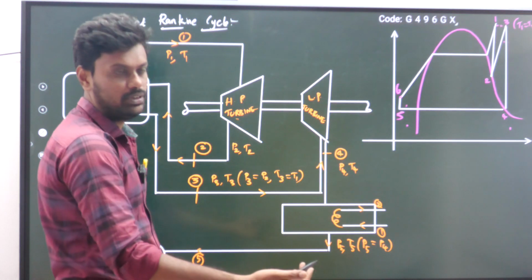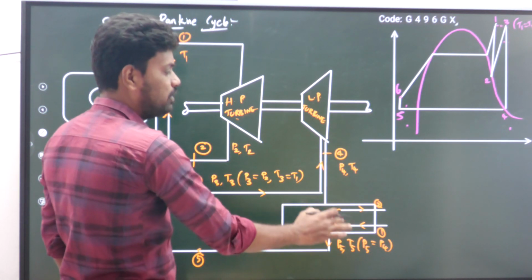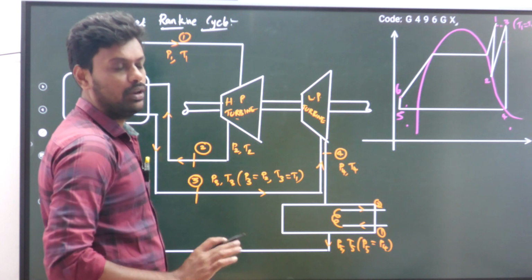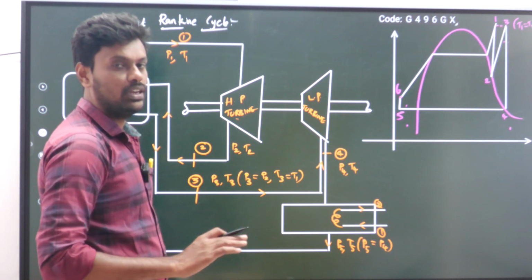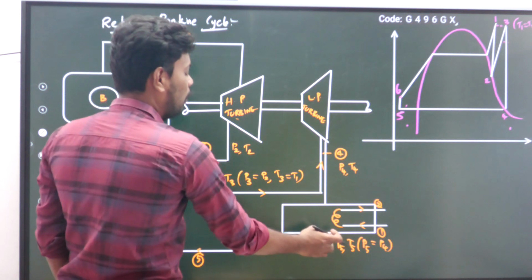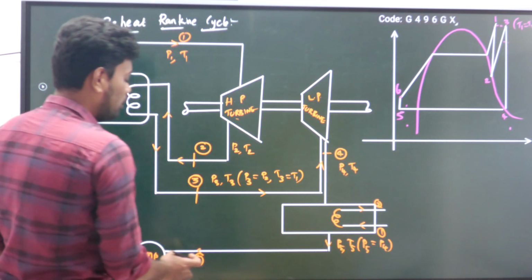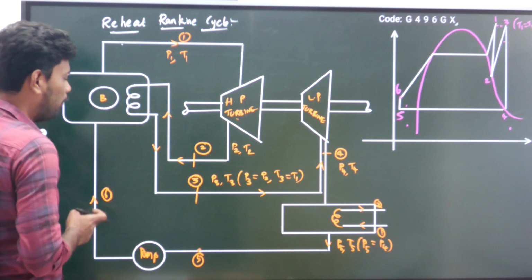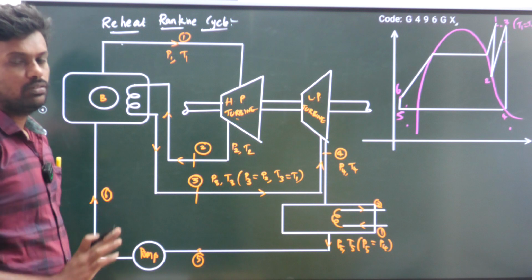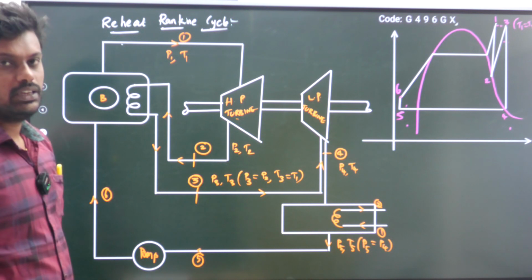But in some cases it will be different, but maximum 100%, the condenser is a phase change type of heat exchanger. In a phase change type of heat exchanger, the temperature will not change. Okay, now this is P5, then this is a pump. After that it is coming to the pump, then the pump will pump the liquid again to the boiler. So this is how the reheat Rankine cycle is working.